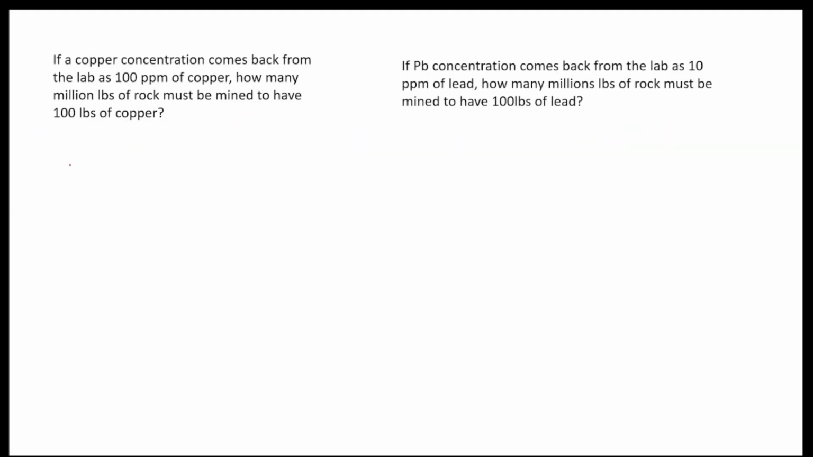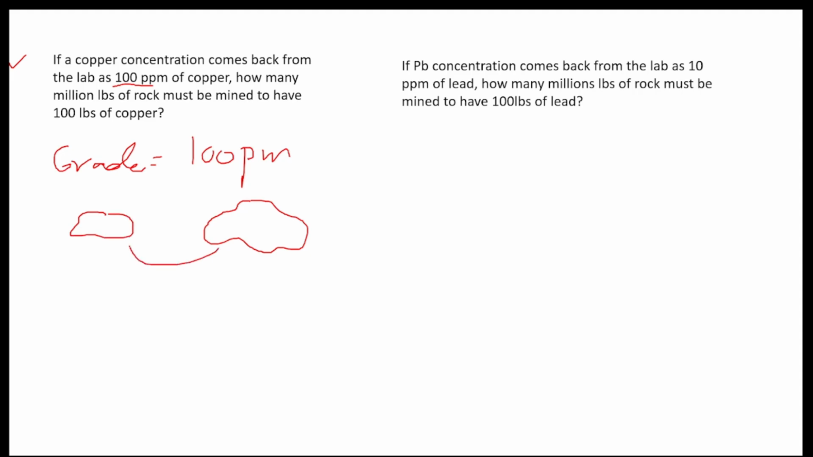Then we have: if a copper concentration comes back from the lab as 100 ppm of copper, how many million pounds of rock must be mined to have 100 pounds of copper? Okay, so let us try to understand with the help of a diagram first. Grade is 100 ppm. This is the ore body, and from this ore body we have extracted 100 pounds of copper. We have to find this thing, x.